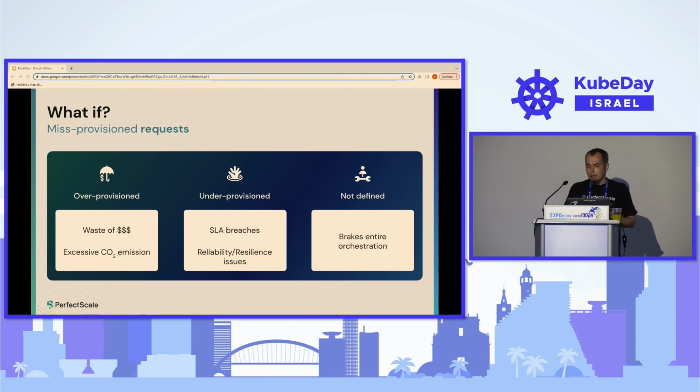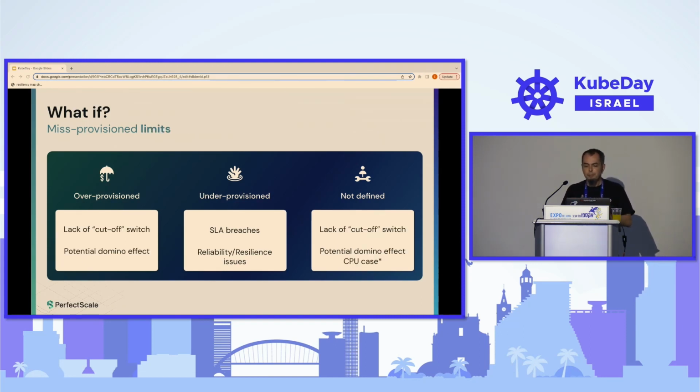So let's talk about the limits now. We spoke all the time about the requests. Let's talk a little bit about limits. If we over-provision our limits, limits act as the circuit breaker. They are there to protect our node. We would like to avoid the situation where a particular pod, a noisy neighbor, eats all the memory and causes a node failure, and could also cause a potential domino effect.